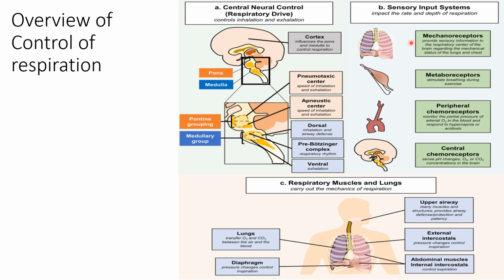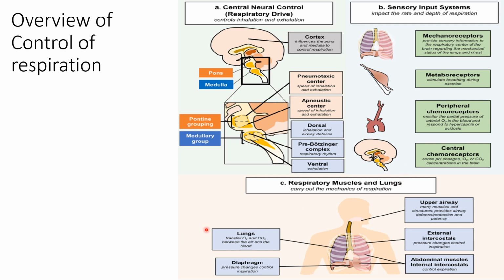Mechanoreceptors give the sensation from the stretch of the chest wall or the respiratory tract. Metaboreceptors get the sensation when the muscle is exercising. And there are the peripheral chemoreceptors. The chemoreceptors, obviously, can sense chemical changes in your body, and the chemicals that change during respiration are the partial pressure of oxygen and carbon dioxide and the pH of the blood.